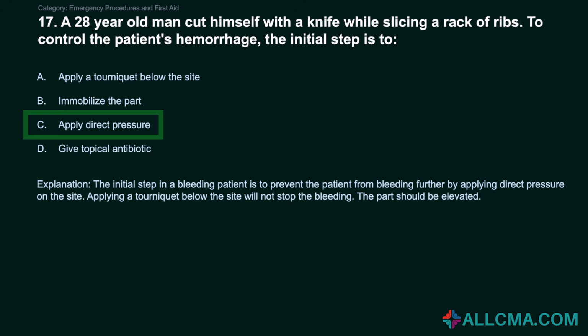The initial step in a bleeding patient is to prevent the patient from bleeding further by applying direct pressure on the site. Applying a tourniquet below the site will not stop the bleeding. The part should be elevated.